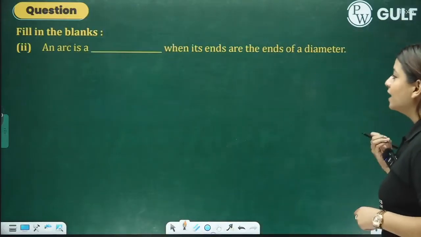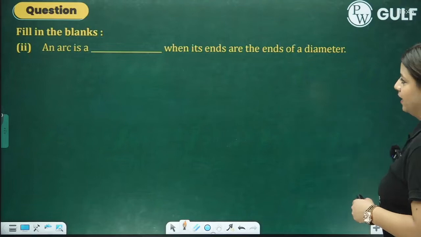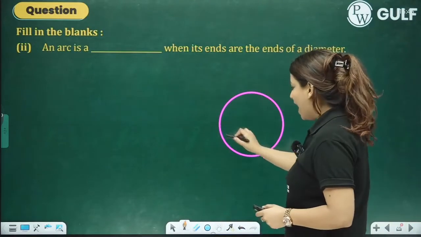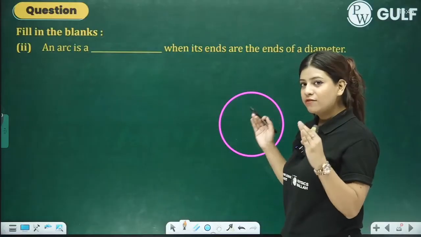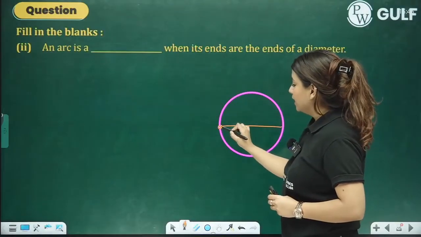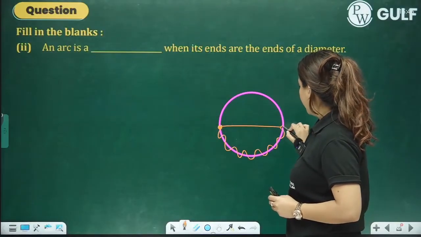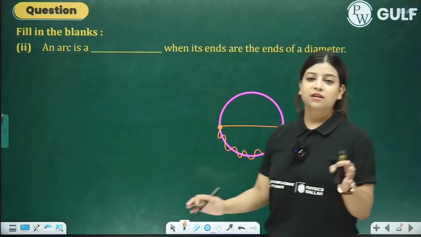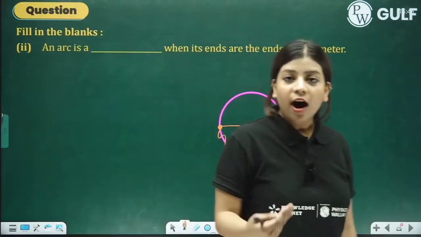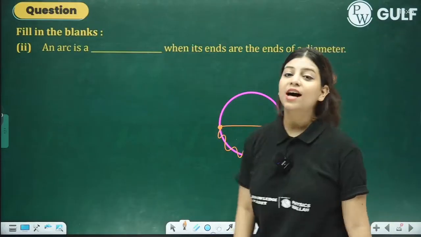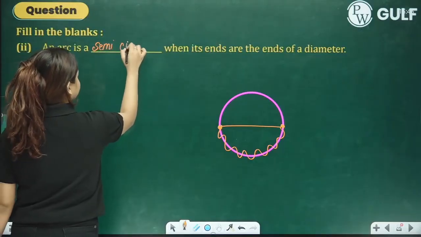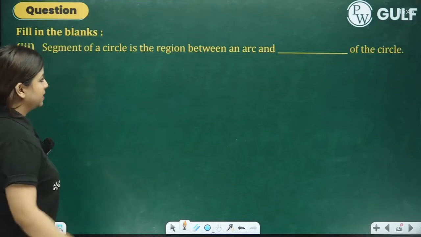The next, an arc is a dash when its ends are at the ends of a diameter. So just imagine this, we have a circle, right? Arc is what? The part of the circumference. For example, we made a diameter. So what is it saying? That starting from here, this arc and ending, the ends are at the ends of the diameter. So this is what is known as the arc of the circle, and this forms the semicircle, right? So arc is a semicircle when its ends are the ends of a diameter.